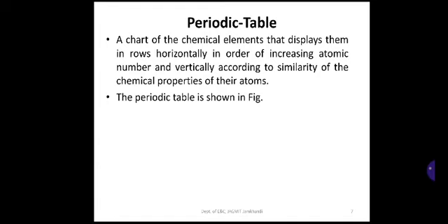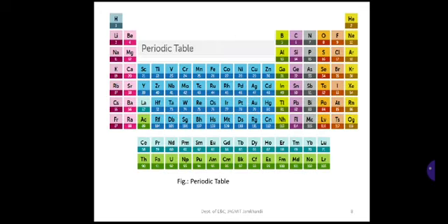Periodic table: a chart of the chemical elements that displays them in rows horizontally in order of increasing atomic number and vertically according to similarity of the chemical properties of their atoms. The next figure shows the periodic table. You just go through the periodic table once, which is already covered in your previous semester and in the PUC.